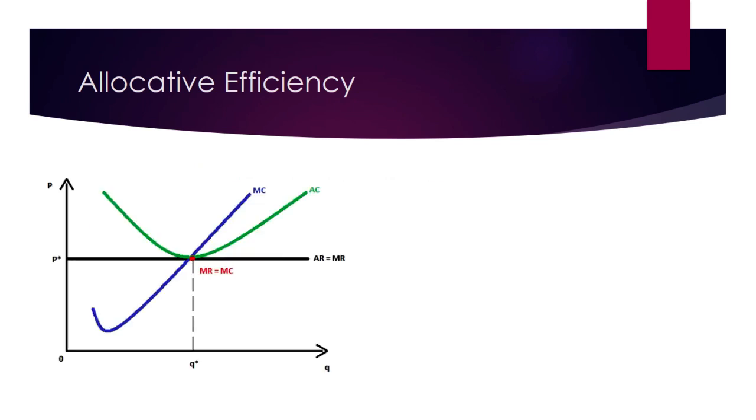So let's come back to this graph, which again, remember, is our long-run equilibrium. We need to ask a question. Is this firm producing a level of output where price equals marginal cost? So take a look at that for a second. Is this firm producing a level of Q where price is exactly equal to marginal cost? Well, the answer is yes, it is.